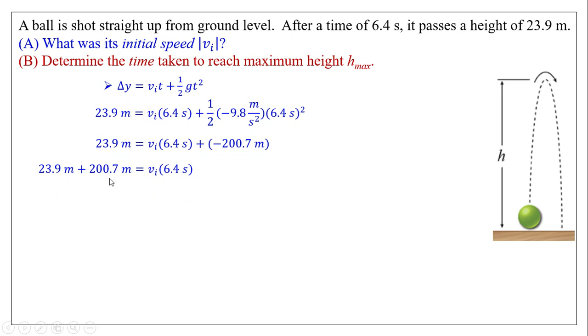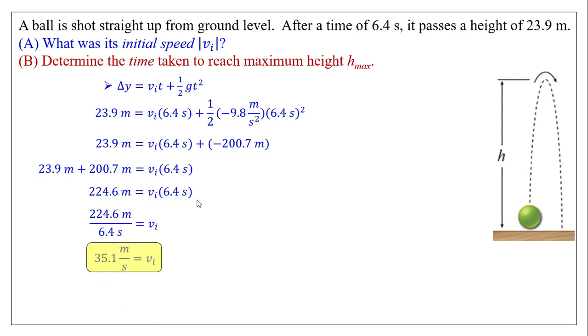So therefore, I can simplify the left side, 23.9 add 200.7. That's going to give us a sum of 224.6. And in here, you notice on the right side, it's just VI times 6.4. So in order to get VI by itself, we just divide both sides by 6.4 seconds. So if we do that correctly, we should get a value of 35.1 meters per second. So notice here, the answer is just 35.1 meters per second because it asks for initial speed. And speed here is a scalar and it has no direction. So it's important that you read problems carefully as you proceed.